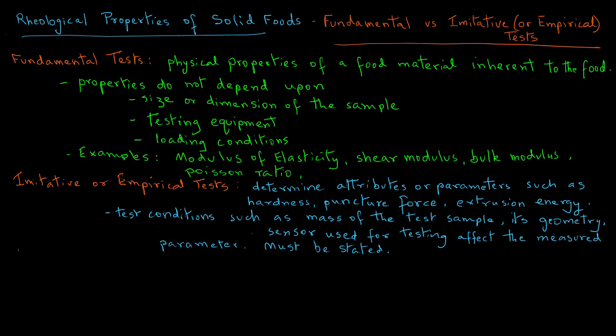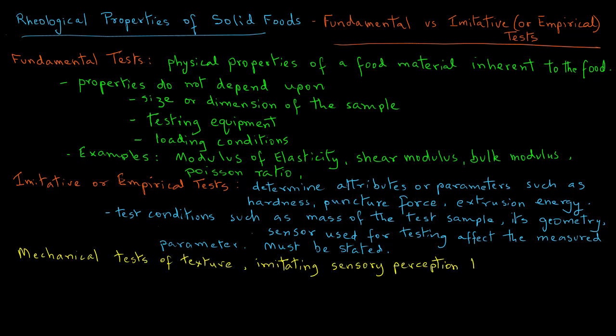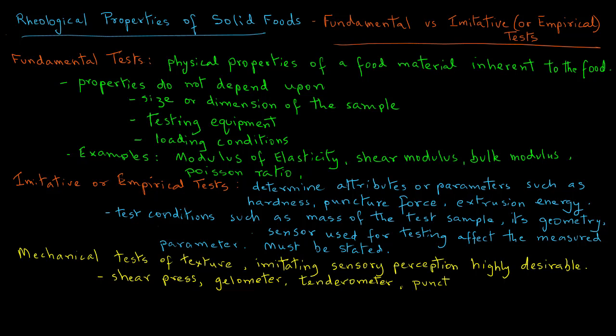Since texture, appearance, and flavor are recognized as the three major attributes of a food that impact that food's acceptability by a consumer, mechanical tests of texture that imitate sensory perception are, of course, highly desirable. Therefore, testing equipment has been developed, such as a shear press, a gelometer, or a tenderometer.